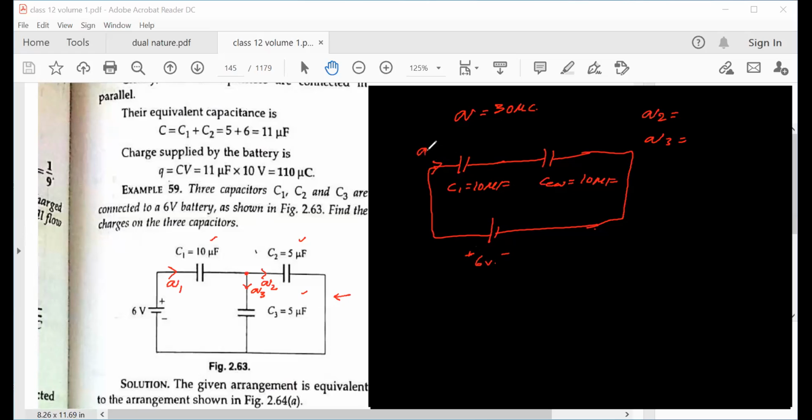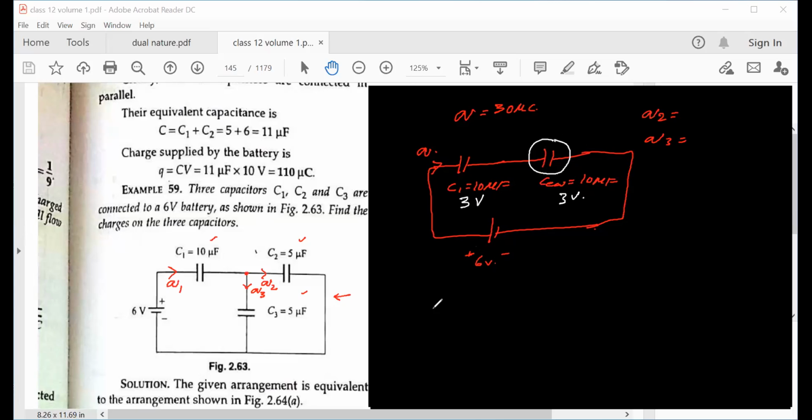Remember, voltage will be dividing, and current will be the same. That is, the charges flowing through these two capacitors will be the same, but the voltage will be dividing. Since the two capacitors have the same values, it divides equally. So the voltage across each capacitor will be 3 volts. Here 3 volts and here 3 volts.